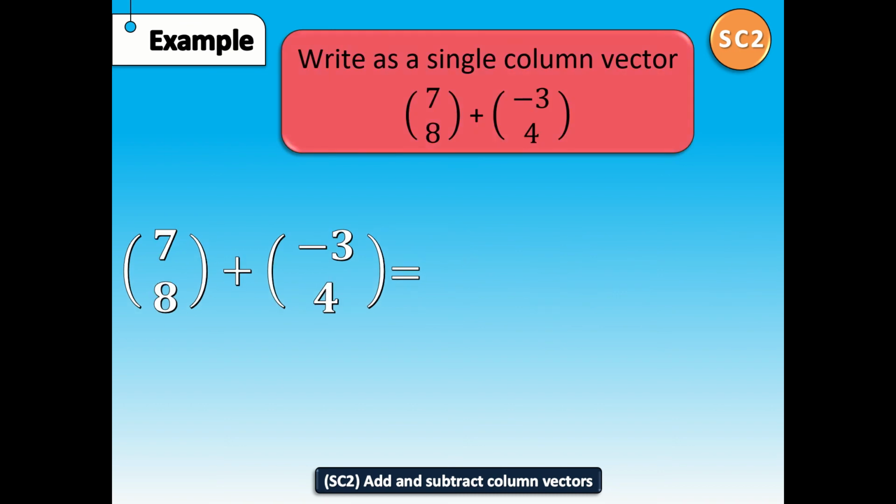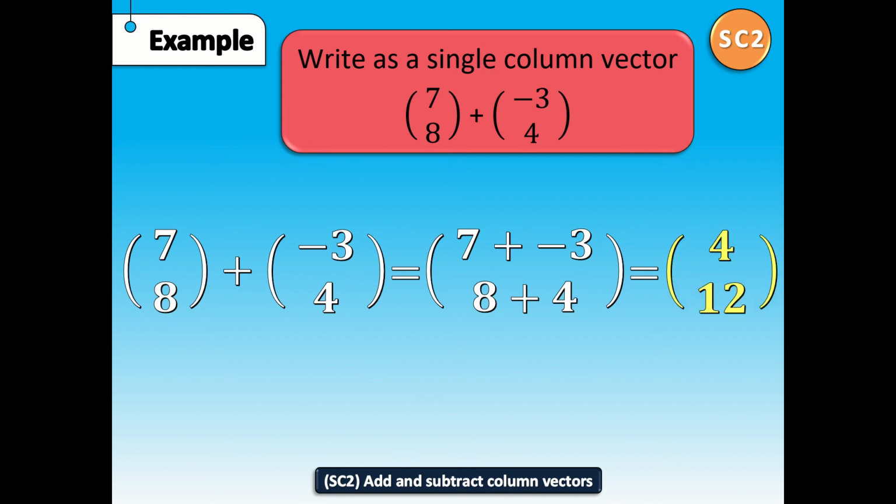Here we've got some negative numbers, so we just need to be careful with those. So we add the top numbers together, so 7 plus minus 3, and we add the bottom numbers together, 8 plus 4. So 7 plus minus 3, when we've got a plus and a minus next to each other like that, they become a negative. So we do 7 take away 3, which is 4, and 8 plus 4 is 12.